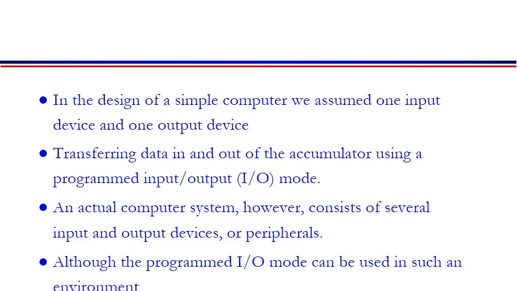So in the design of a simple computer, let's suppose we have only one input and one output device which are connected with our system. So transferring data in and out of the accumulator using a program IO mode will be used for this purpose. An actual computer system, however, consists of several IO devices or different peripherals. So first of all, we will discuss one IO device which is connected to this 16-bit computer.